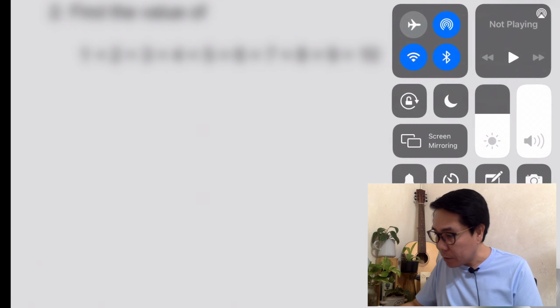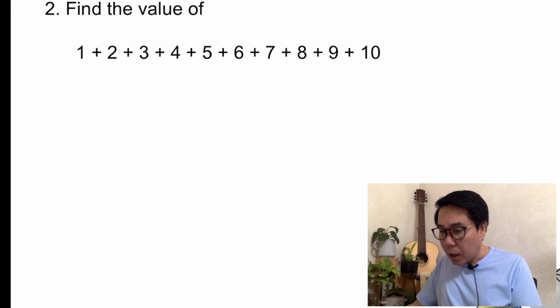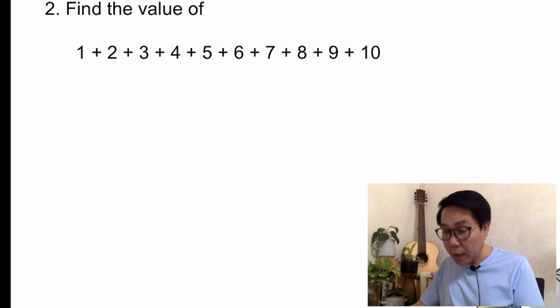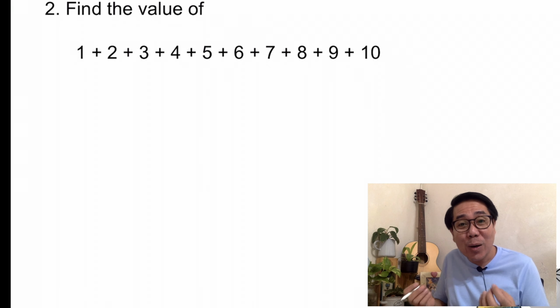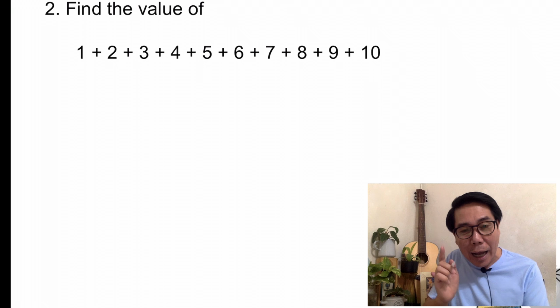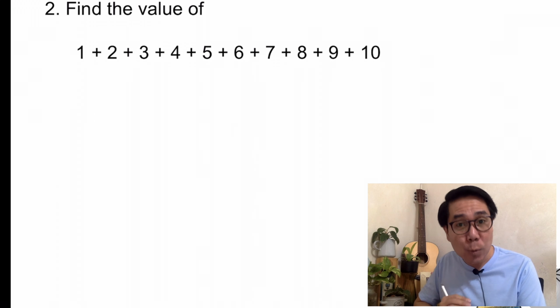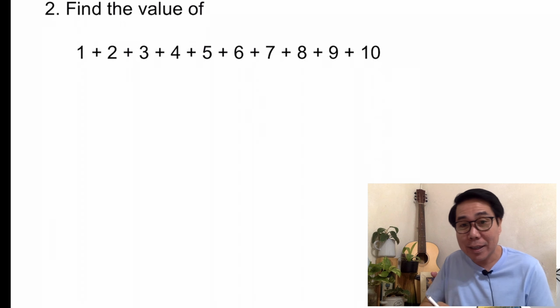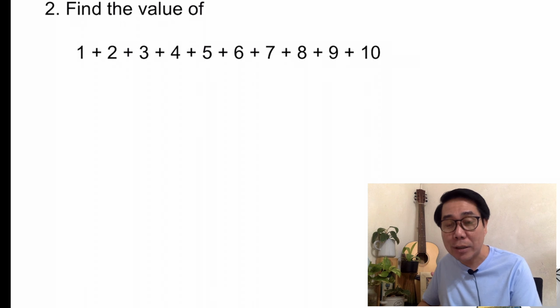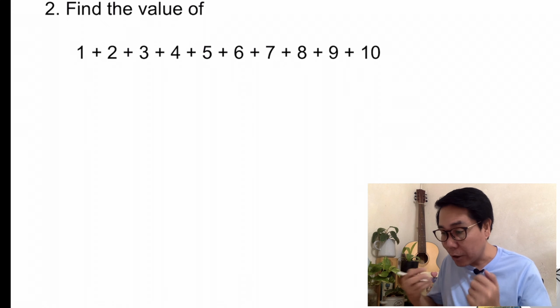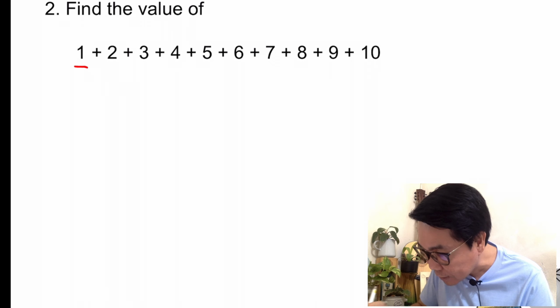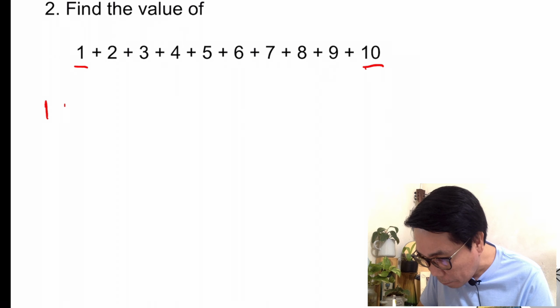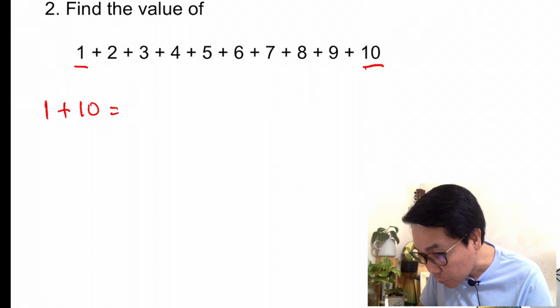Now let's proceed to example number 2. Find the sum, or the value, of 1 plus 2 plus 3 and so on up to 10. This time there are only 10 numbers, so you can pause this and try on your own, applying what you have just learned. Now I'm going to show you how to find the sum. First, again, we add the first and the last. So 1 plus 10 is equal to 11.